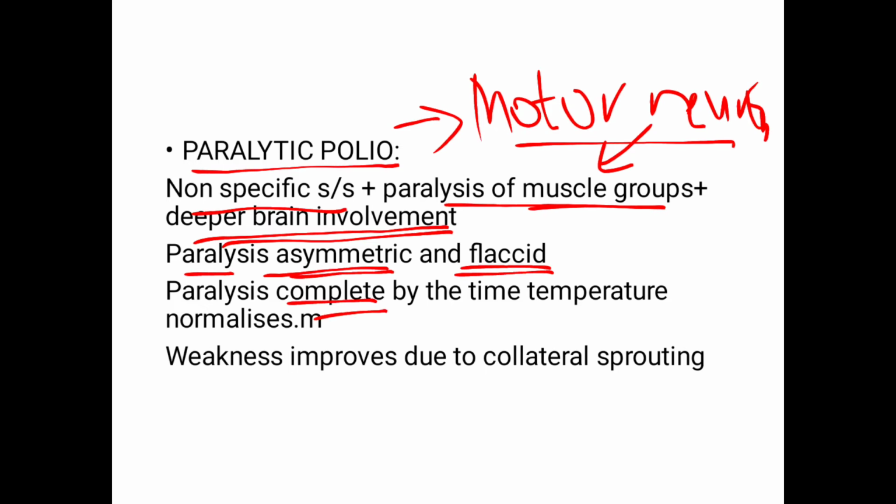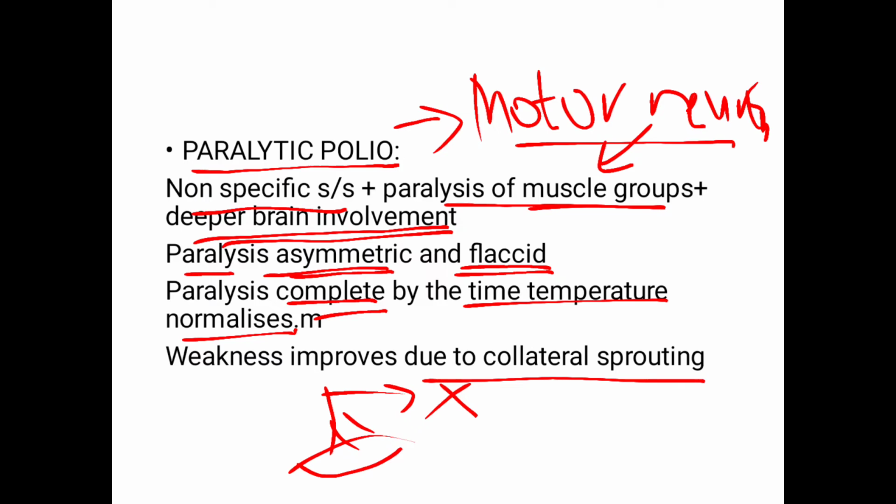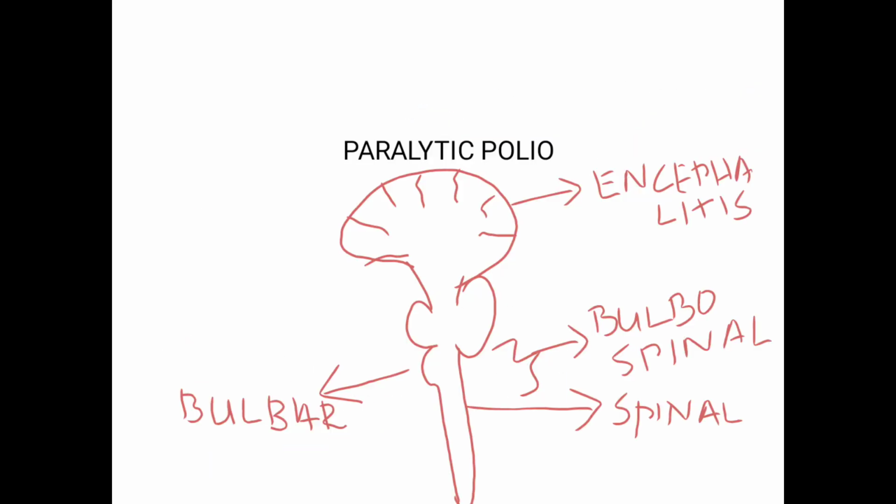So the paralysis is usually complete by the time the temperature normalizes. Then the weakness improves due to collateral sprouting. So what is this phenomenon? We have this muscle which is supplied by this motor neuron, and this motor neuron gets damaged by the poliovirus. So with the passage of time, there is an axon nearby, and when it senses that this motor neuron is damaged, it will send off its collateral axon, which will re-innervate this muscle. So we have this process of collateral sprouting happening, as a result of which the weakness improves. This explains why the patient's weakness usually improves with the passage of time. The phenomenon over here is collateral sprouting.